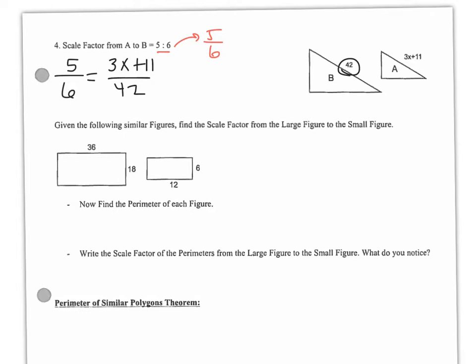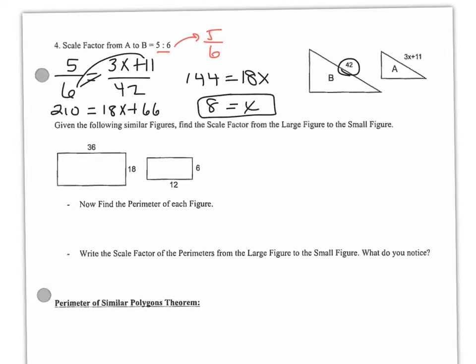So now I'm going to cross multiply. So 5 times 42 is 210. And then I have to distribute 6 to 3x and 6 to 11. So I have 18x plus 66. So now I'm going to subtract 66 on both sides. I have 144 equals 18x. So x equals 8. And I'm done.